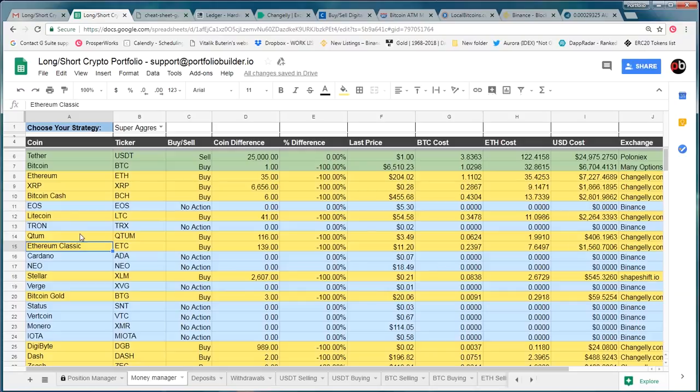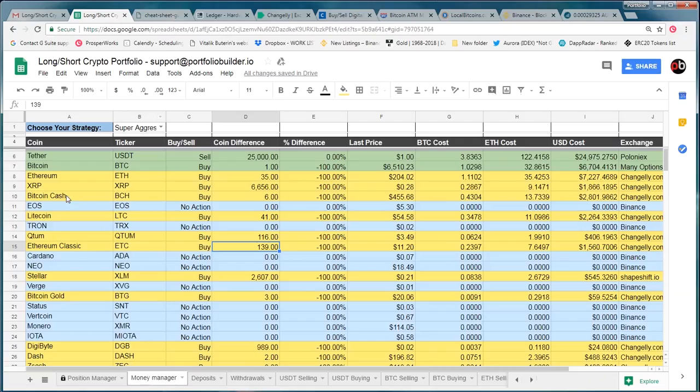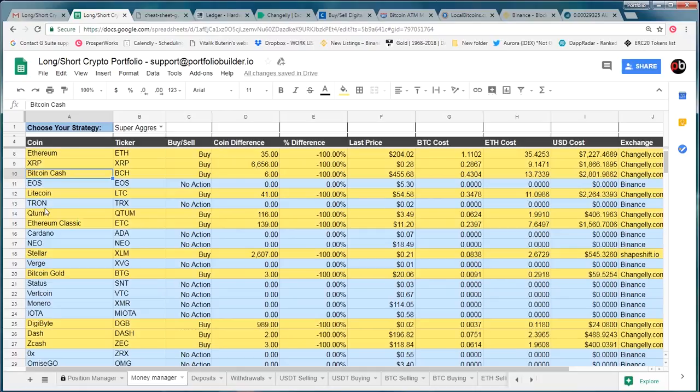After I purchase those coins in this quantity, 1 Bitcoin, 35 Ethereum, 6 Bitcoin Cash, 41 Litecoin, and 139 Ethereum Classic, I'd want to transfer those out of Coinbase to my Nano Ledger S. This is a much more secure, long-term place to store my coins. And the only reason I would ever put them back in Coinbase was if I wanted to sell them and rebalance.